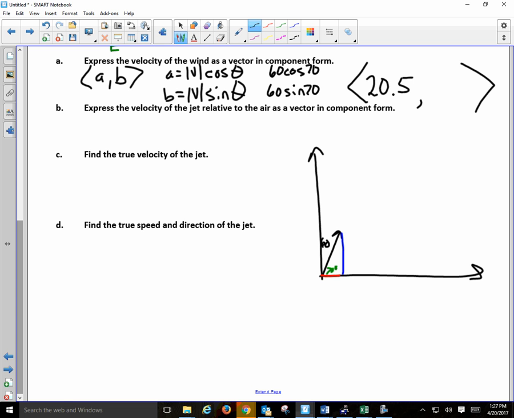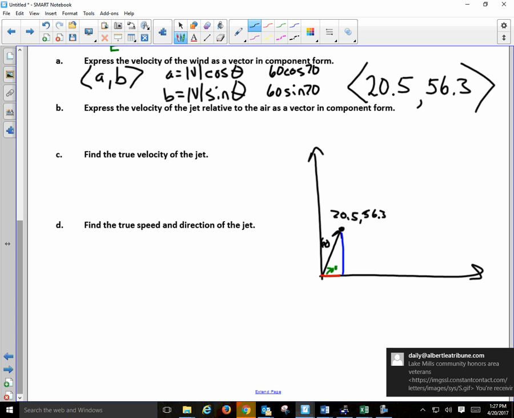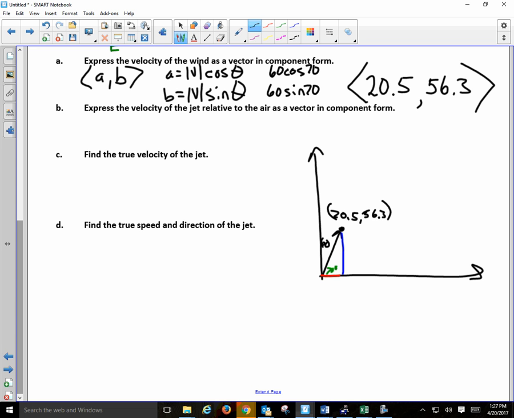20.5. What is 60 sine of 70? 56.3. Okay, now if you can't see that, that ends up being this coordinate. It's 20.5 horizontally and 56.3 vertically. That's what we just calculated, okay? But that's the vector in component form. What we're going to do now is express the velocity of the jet relative to air as a vector in component form.